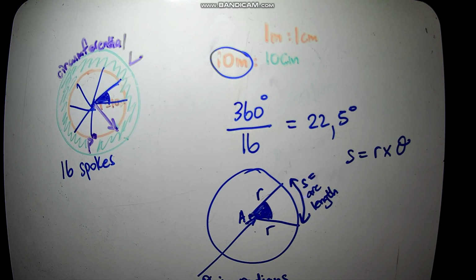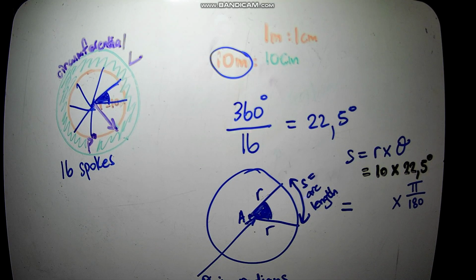Now we did calculate what theta was above. Theta was 22,5 degrees and the radius is 10. Now don't forget to convert from degrees to radians. You're going to multiply by π over 180 because our answer prior to this was in degrees. Now this formula only works with radians.